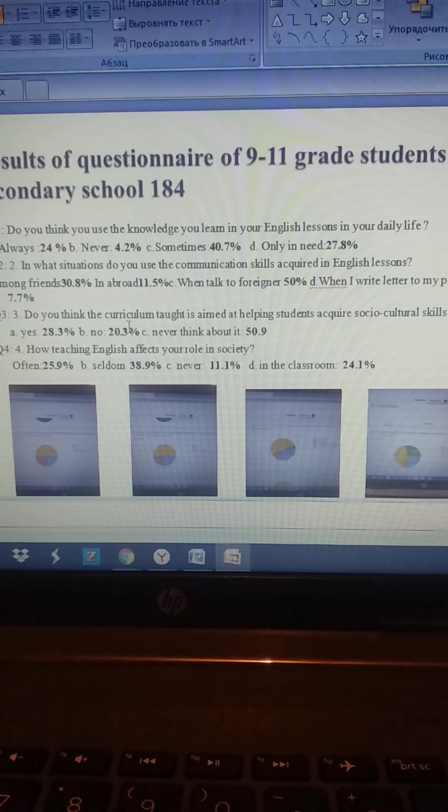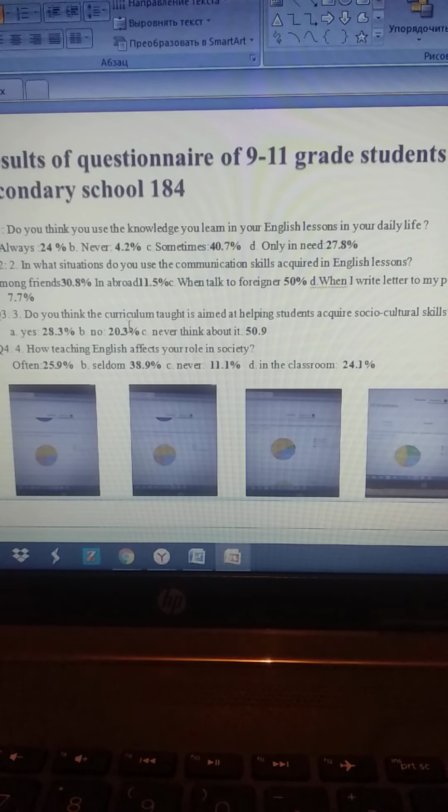For the second question, the question was, in what situation do they use communication skills acquired in English lessons? Among friends, 30.8%; abroad, 11.5%; when talking to foreigners, 50%; when they write letters to their pen friends, 7%.